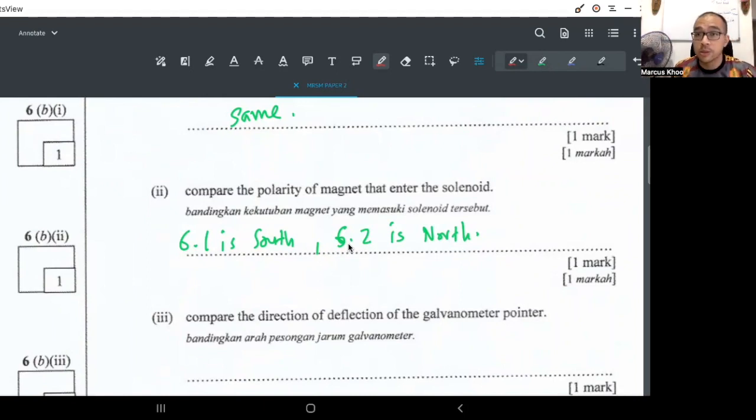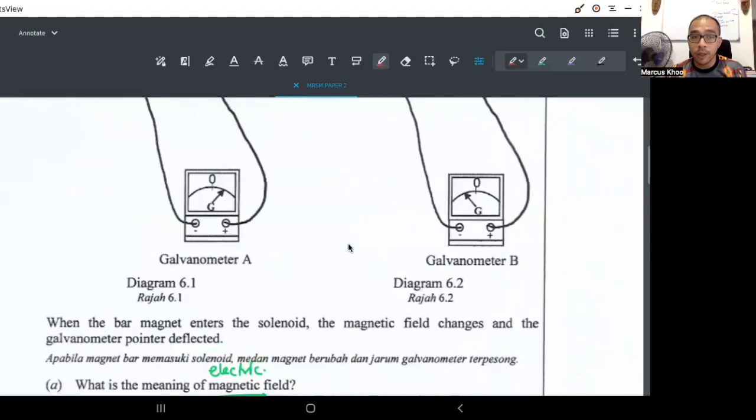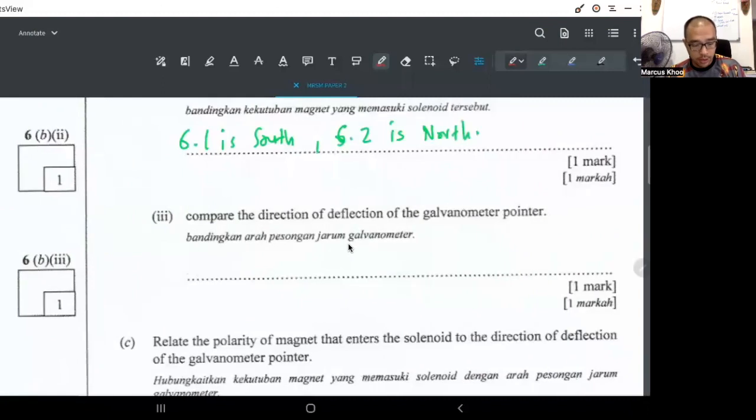But this one is also a possible comparison. If you're familiar with bigger and smaller, it's time to look at other possibilities, so that you don't just get stuck in one mode. Compare the direction of the deflection, same thing. 6.1 is to the right, 6.2 is to the left.